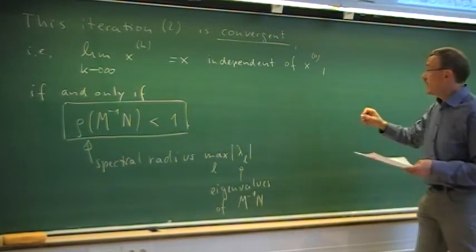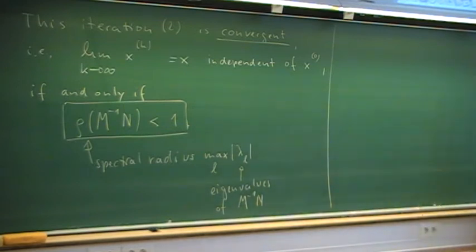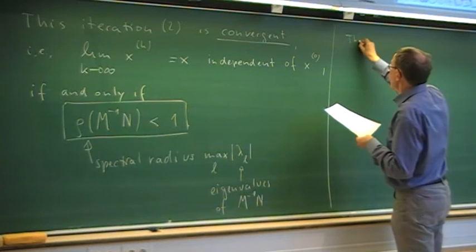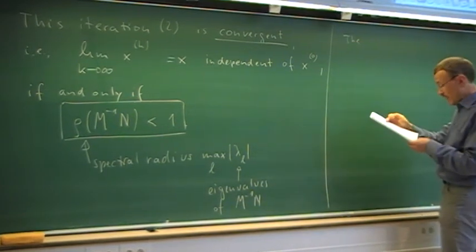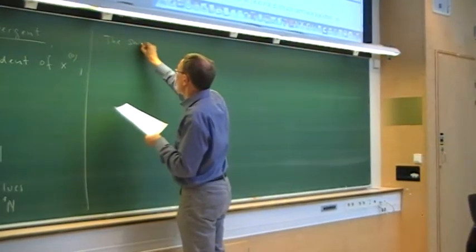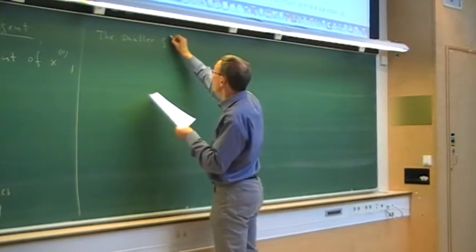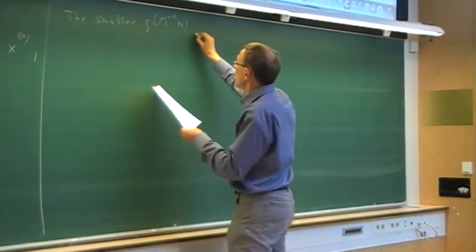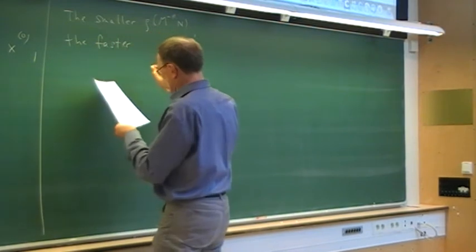I'll come back to this later. There are some theorems about that, and I can already say now diagonal dominance will be the key there. And the convergence will be the faster, the smaller this spectral radius of M inverse N is. So if you have that close to 0, then you're lucky. The smaller the spectral radius of M inverse N, the faster the convergence.